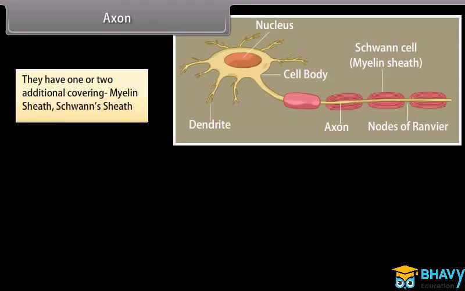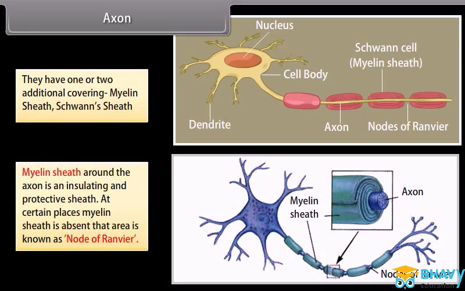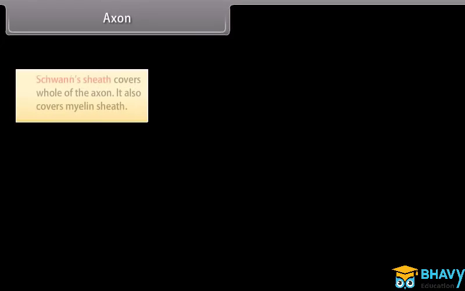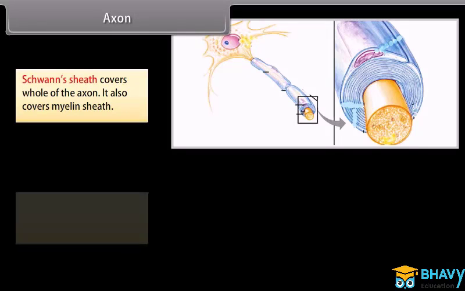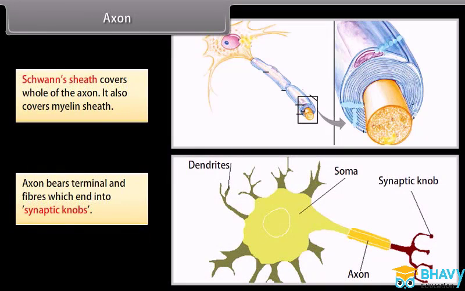Myelin sheath, Schwann's sheath. Myelin sheath around the axon is an insulating and protective sheath. At certain places, the myelin sheath is absent, and that area is known as node of Ranvier. Schwann's sheath covers the whole of the axon. It also covers the myelin sheath. Axon bears terminal fibers which end in synaptic knobs.